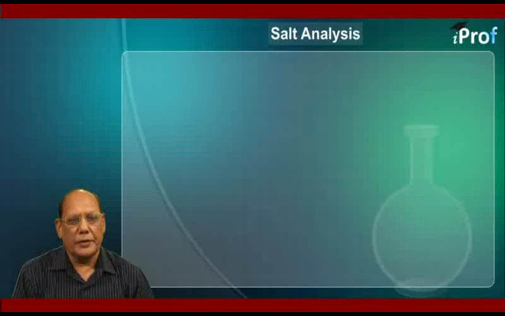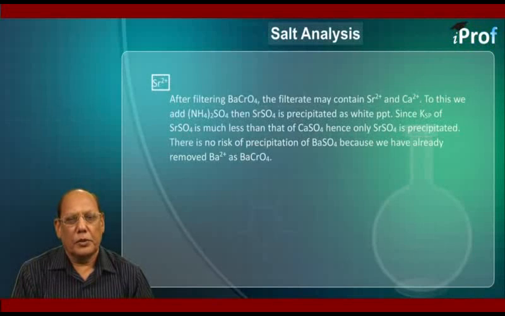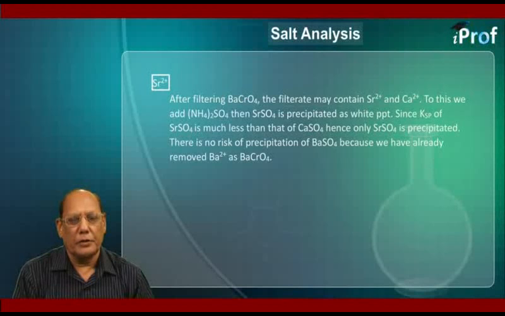Well, next we discuss Sr2+ strontium ions. After filtering barium chromate, the filtrate may contain strontium ions and calcium ions. To this we add ammonium sulfate, then strontium sulfate is precipitated as white precipitate. Since Ksp of strontium sulfate is much less than that of calcium sulfate, hence only strontium sulfate is precipitated. There is no risk of precipitation of barium sulfate because we have already removed barium ions as barium chromate.